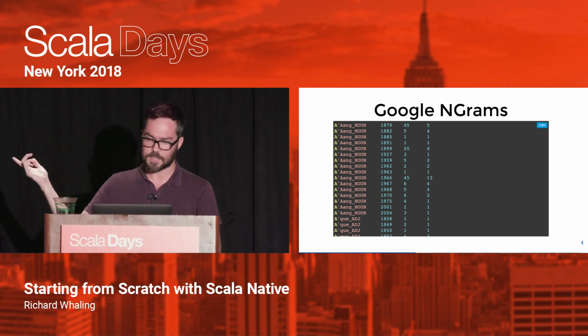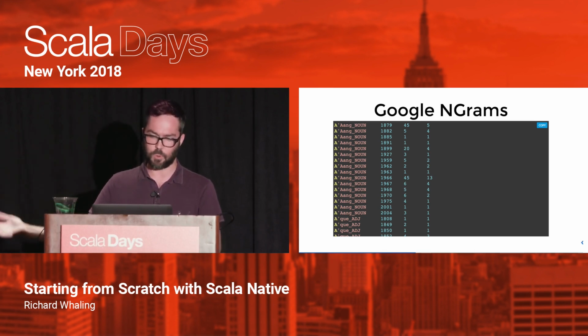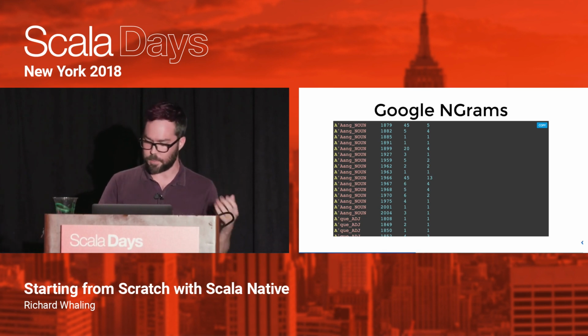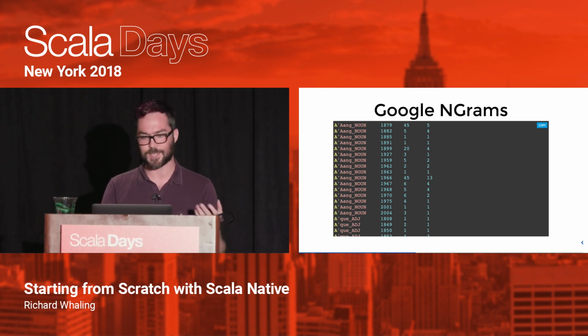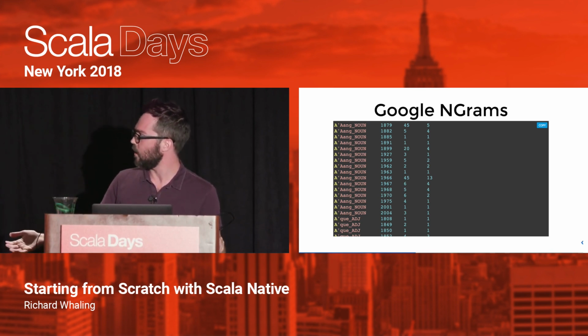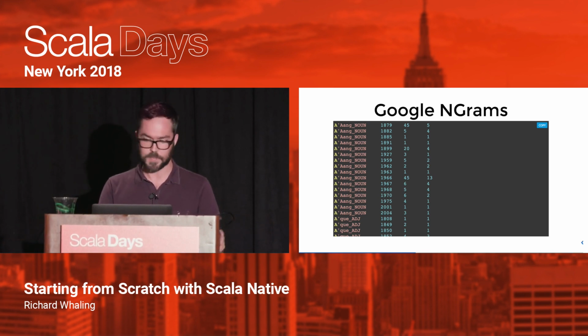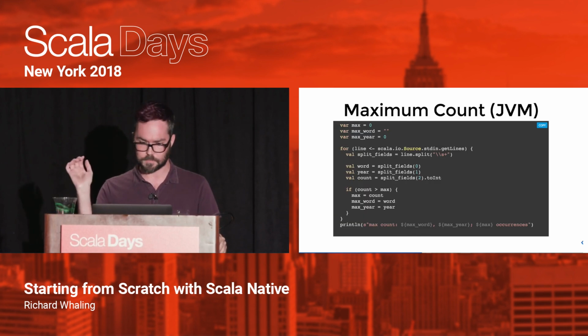The files look like this. They have the word. A lot of the words have part of speech tags. This isn't an NLP talk, so ignore the part of speech tags. It has the year. It has the count. And then the last column is the book count, the number of books in which it occurs, which you'd need for TF-IDF. This isn't an information retrieval talk, so we're going to parse it, but we can ignore it. The one we care about is the actual number of occurrences, that third column there.